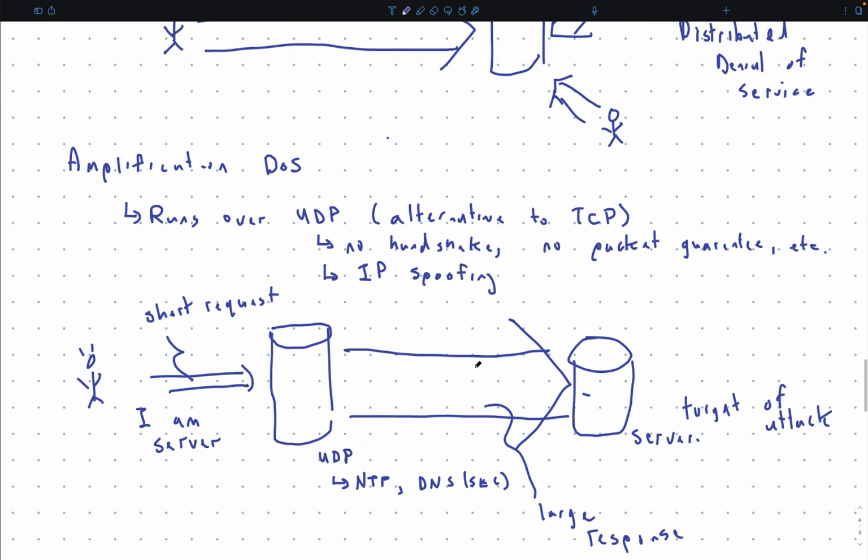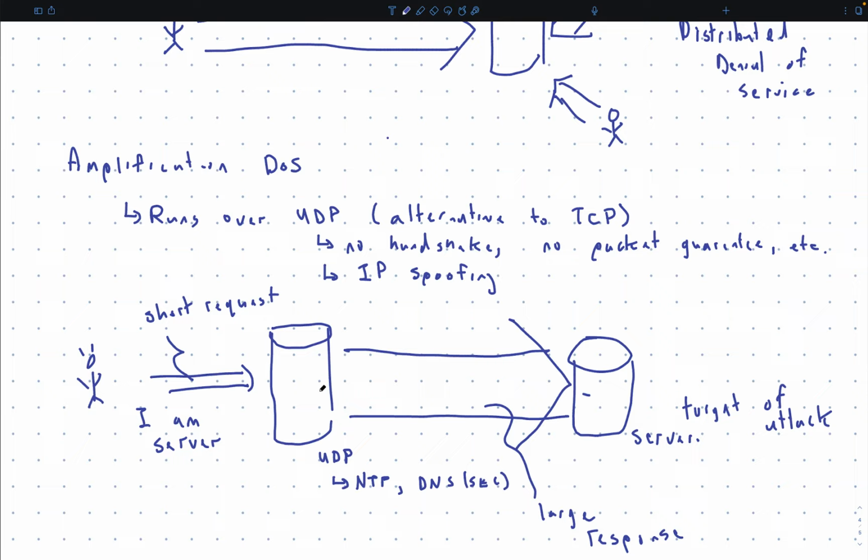Now these servers have to keep up, right? But servers that run NTP and DNS tend to be the core internet backbone servers, and they have a lot of bandwidth. And there's also a lot of them. You don't have to use one server. You can pick 1,000 NTP servers and hit them all as hard as you can and spread it out amongst different ones. Okay. So anyway, that's amplification.